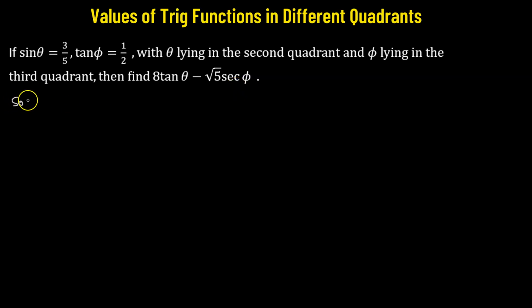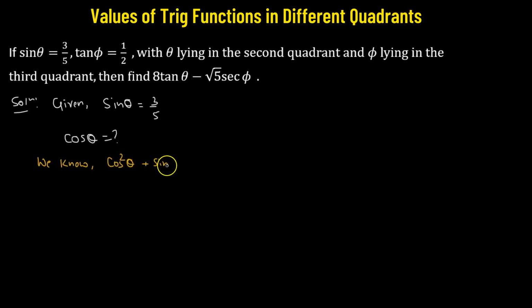So let's begin. Here we are given the value of sine theta. Using sine theta equals 3/5, we need to find the value of tangent theta. We first begin by finding the value of cosine theta. Now, how to find the value of cosine theta? We're going to use a standard trig identity. We know that cosine squared theta plus sine squared theta equals 1. Solving this equation, we can find the value of cosine theta.